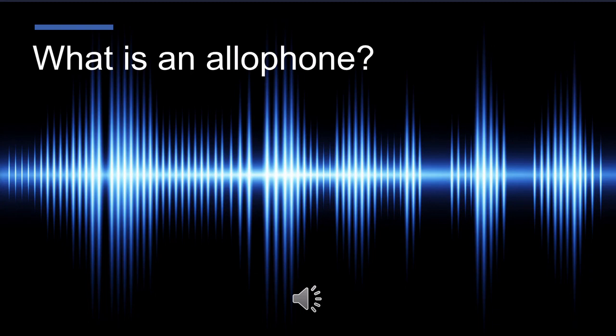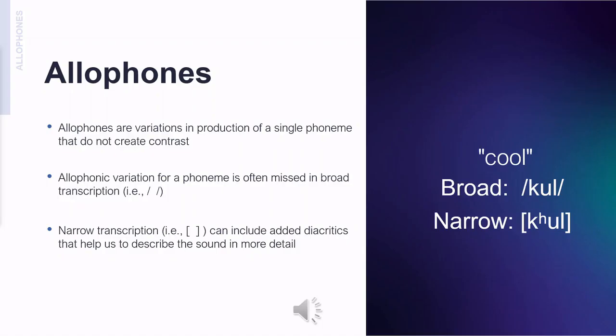So to begin, what is an allophone? Allophones are variations in the production of a single phoneme that do not create a contrast. That is, variations in productions do not result in the listener perceiving the sound as two separate phonemes. Rather, the listener perceives two different productions in the same phonemic category.